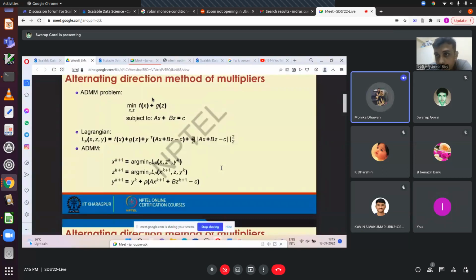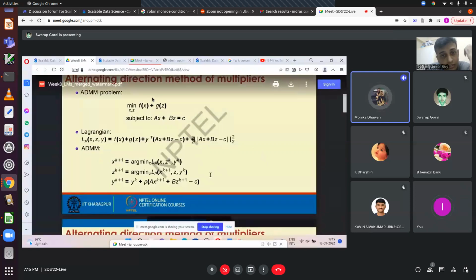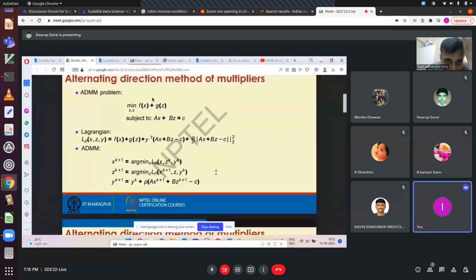Sir, in the three equations, what I have gone through and understood: first, x is updated by the first equation, and then that value, xk plus 1, is used in z. Then z is updated. Yes, exactly.